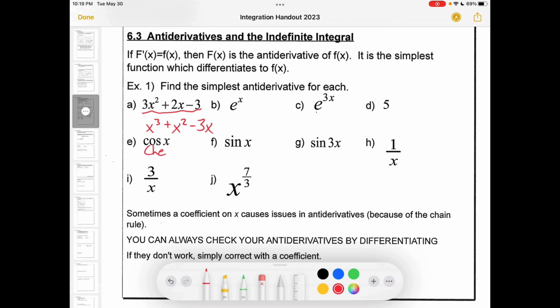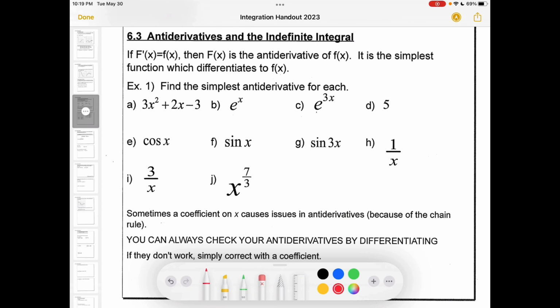And we could just check that by differentiating. So we get 3x squared plus 2x minus 3 when we differentiate. Got us back to the start. We must have anti-differentiated correctly. And we came up with a few little rules.